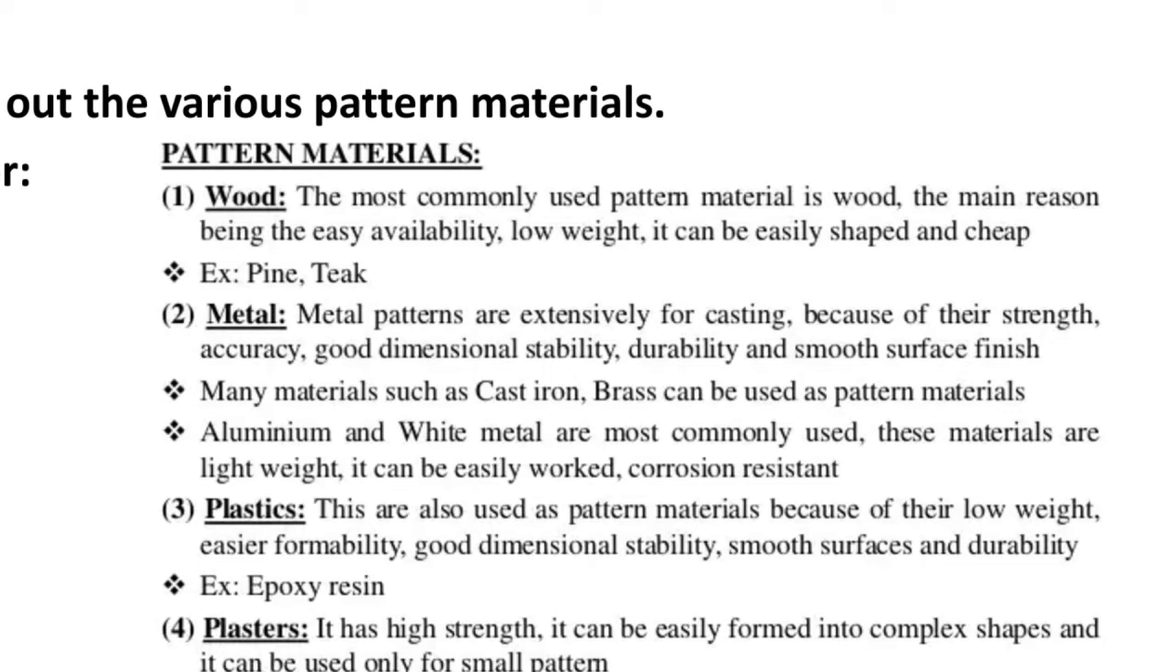Then the metal. Metal patterns are extensively used for casting because of their strength, accuracy, good dimensional stability, durability, and smooth surface finish. Many materials such as cast iron and brass can be used as a pattern material. Aluminium and white metal are most commonly used. These materials are lightweight, can be easily worked, and are corrosion resistant.